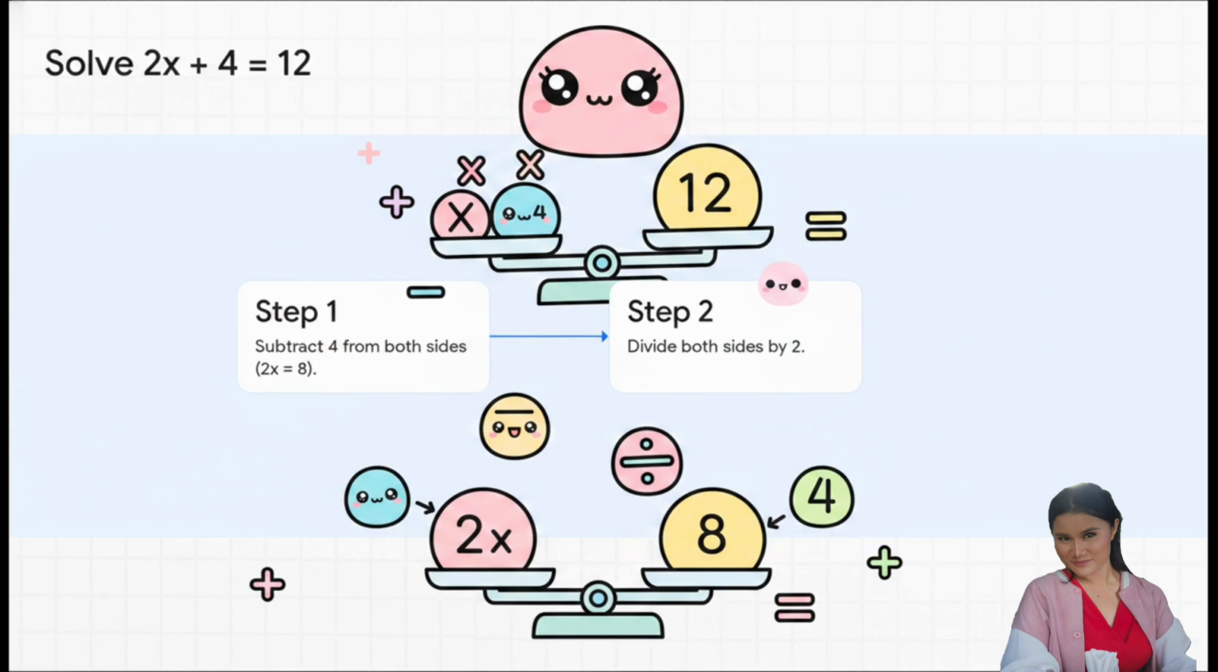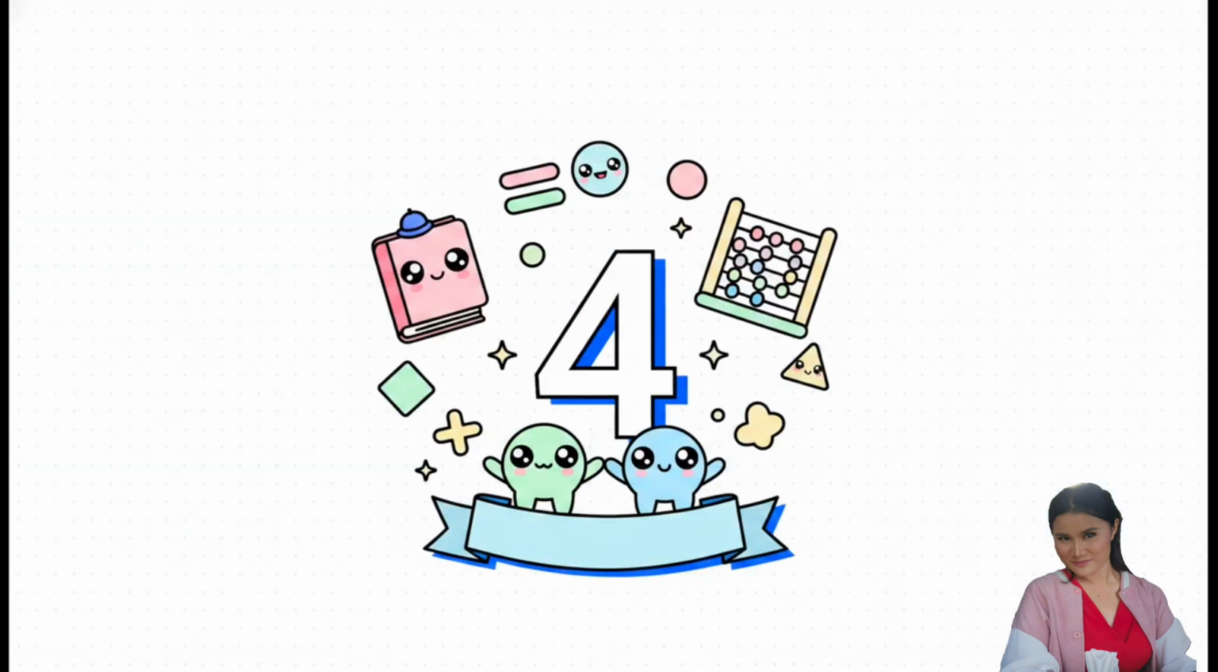Okay, step 2, x is currently being multiplied by 2. Well, the inverse of multiplication is division, so we divide both sides of our scale by 2. And brilliantly, we discovered the answer is 4. The child is exactly 4 years old. And you know what? If you plug 4 back into the original equation, double it to get 8, add 4 to get 12, it balances perfectly. Great job on that one.